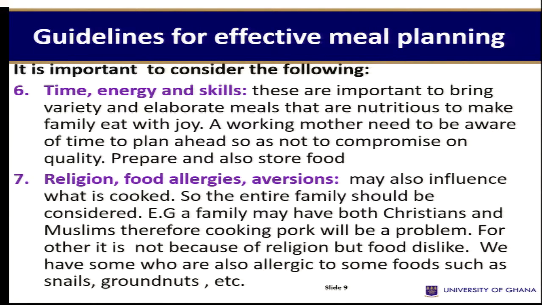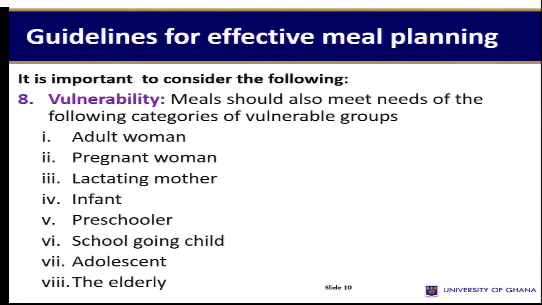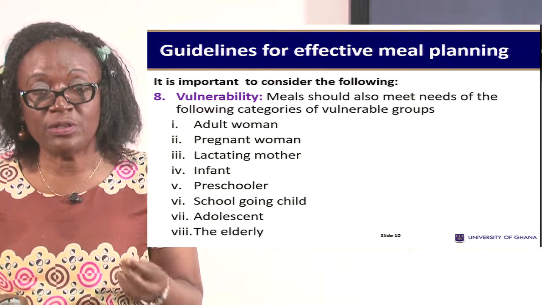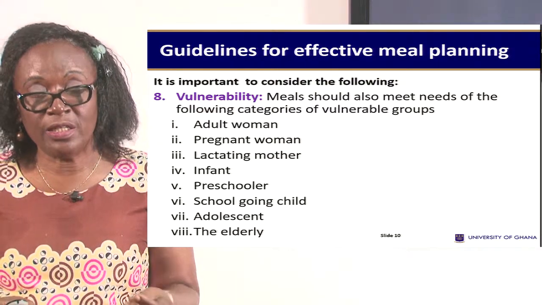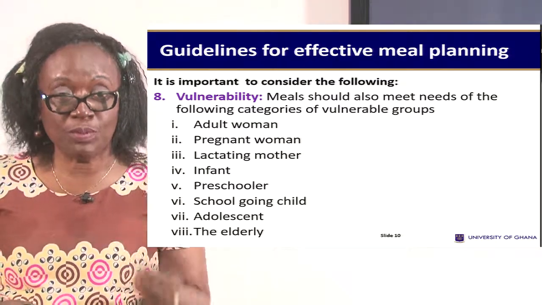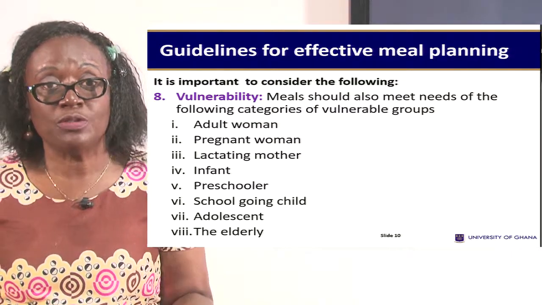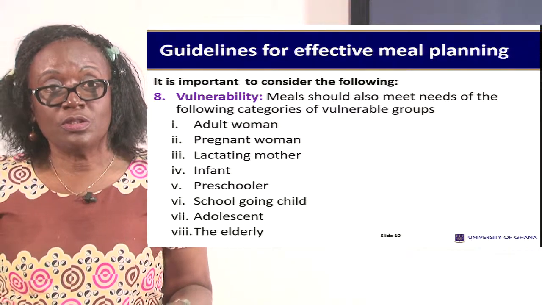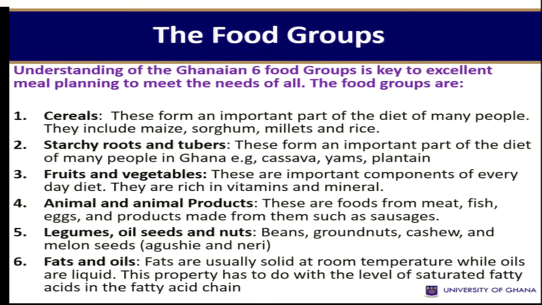It is also important to consider the time, the energy, and the skills to prepare particular food. Religions, allergies, and food aversions are also key. We talked about them, so this is a recap for you. It is also important to consider the following. Adult women, once again, the life stages, which we talked about earlier on, to consider them. This is very, very critical. The most vulnerable in the family, especially pregnant women. So if there is very little food, then it is important that the pregnant woman gets the food, because she's eating for two. It is very, very important that we stick to that.